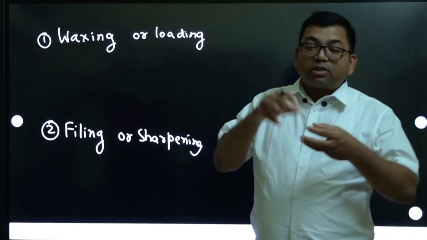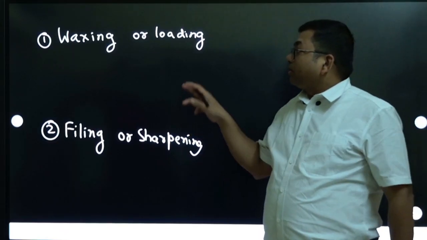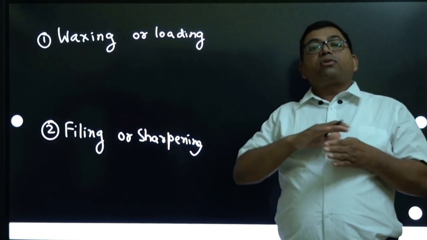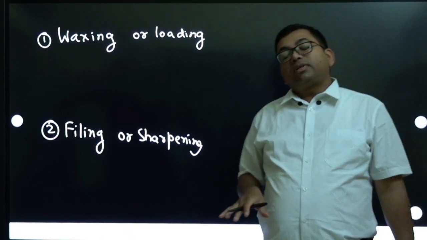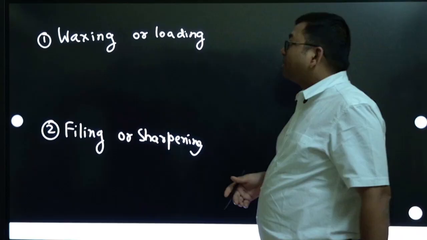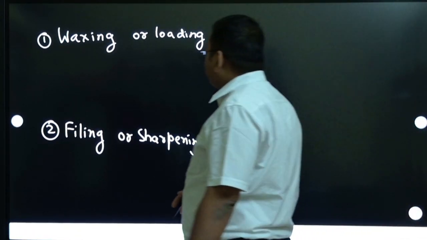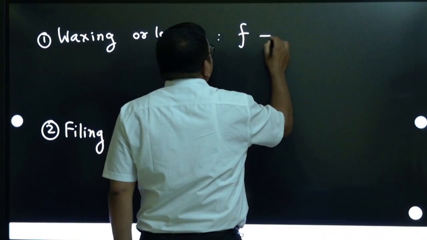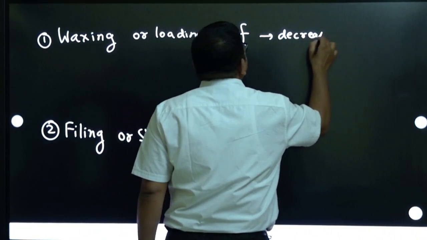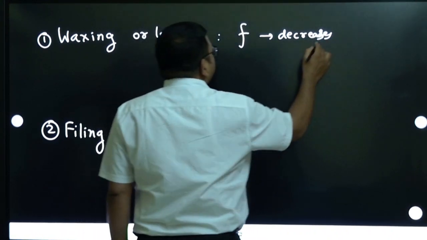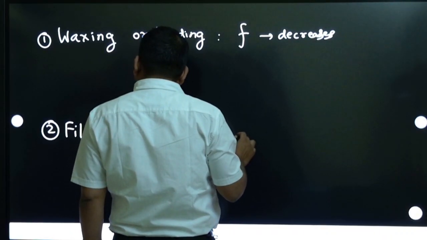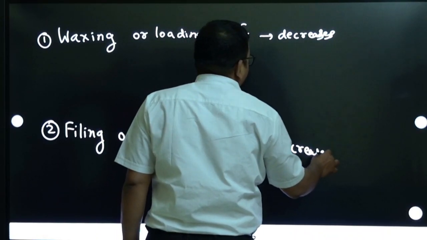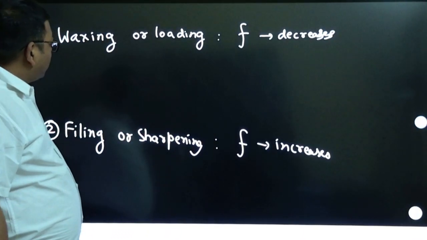Let us say you put some load, some wax, on the tuning fork. In that case the tuning fork frequency will change. Similarly, if you sharpen the tuning fork with a knife or remove some mass, then also the frequency will change. Now, how does mass affect that? Generally, if you increase the mass, the frequency will decrease. And when you are sharpening or filing, the frequency will increase. So note this idea: filing or sharpening will increase frequency.